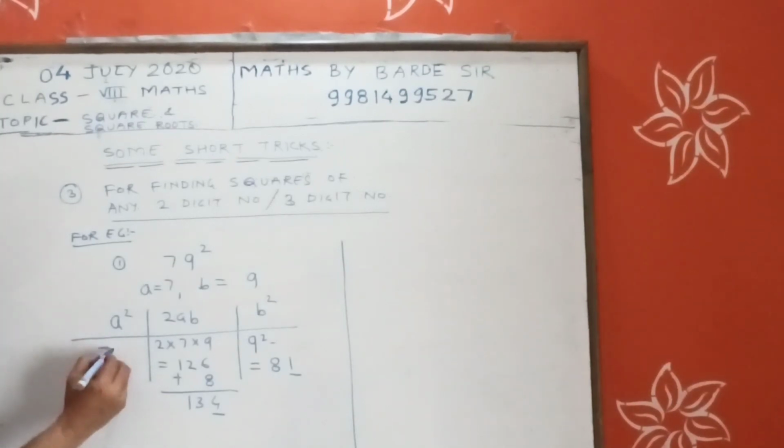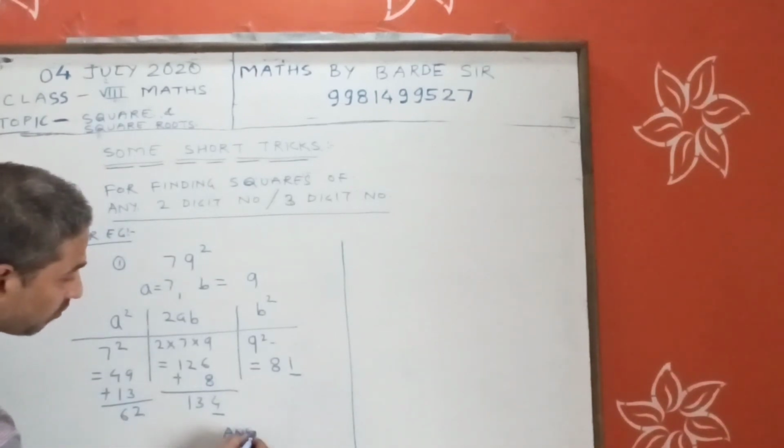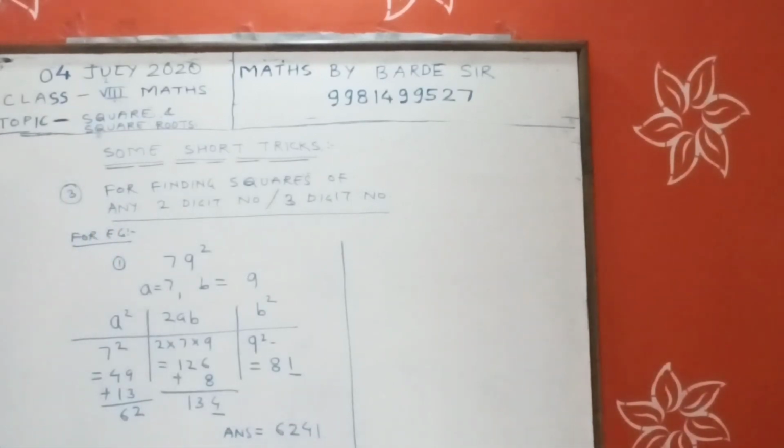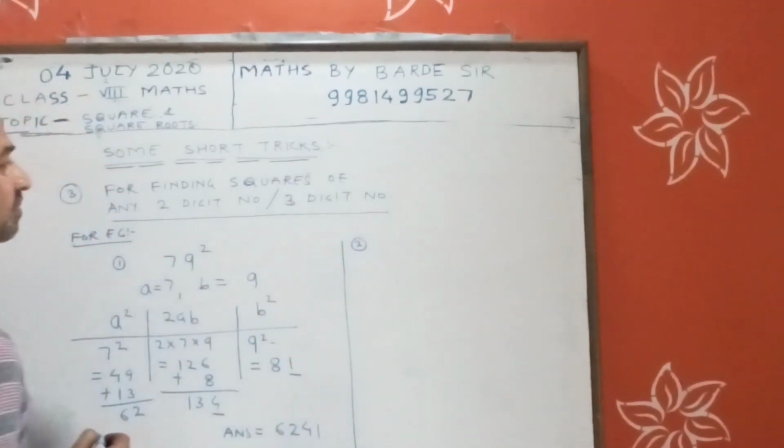A square, 7 square, 49 plus 13 is 62. So the answer is 6241. Okay, let's take one example for a 3-digit number.